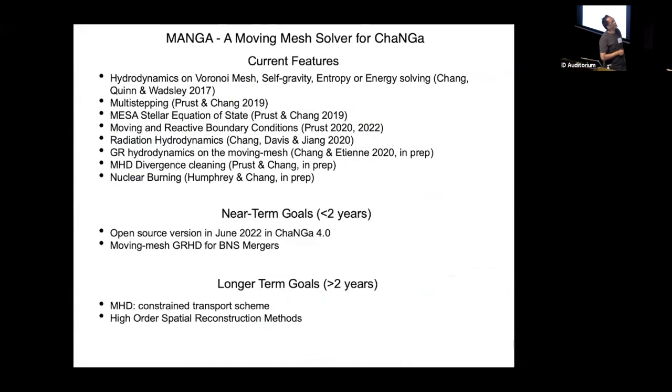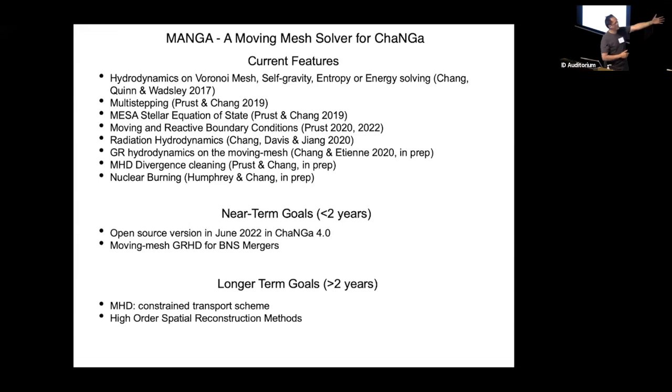Logan and I built multi-stepping and the MESA equation of state in 2019. Logan also built moving and reactive boundary conditions in 2020 and 2022. We have radiation hydrodynamics and GR hydrodynamics in there as well. There's MHD with divergence cleaning, which Logan is finishing up. And Sinead and I have worked on nuclear burning recently, to look at TDEs with white dwarfs.